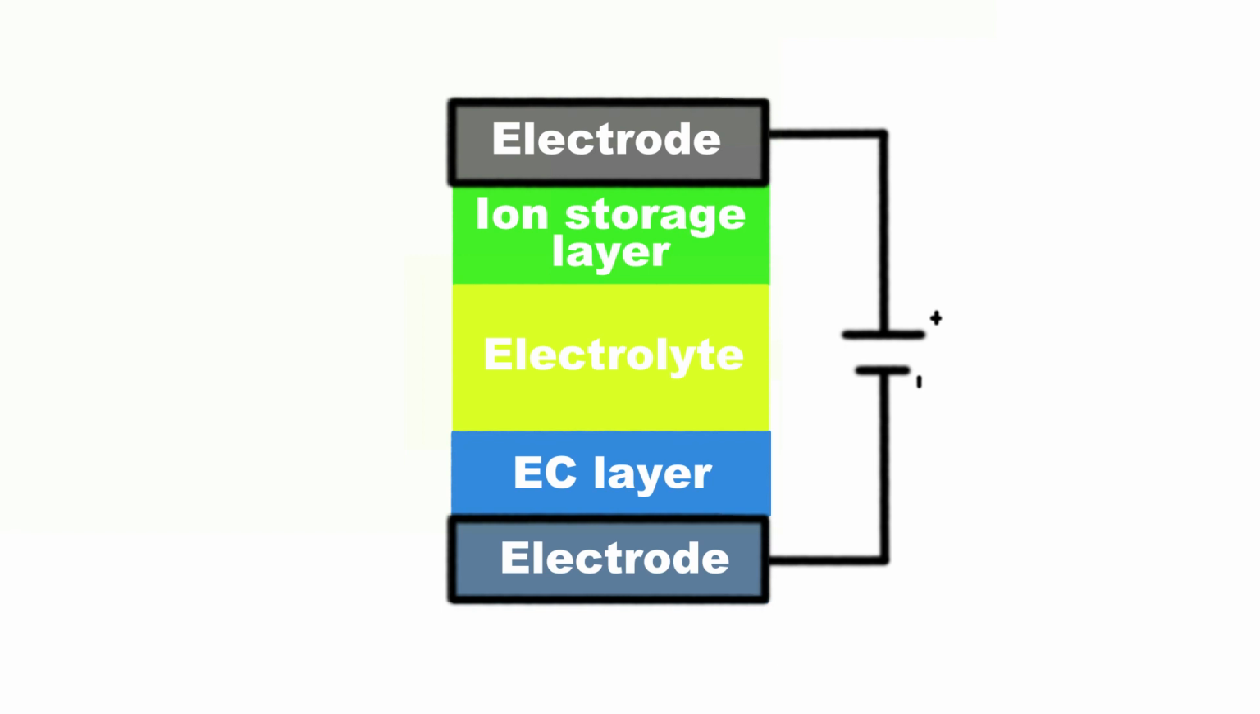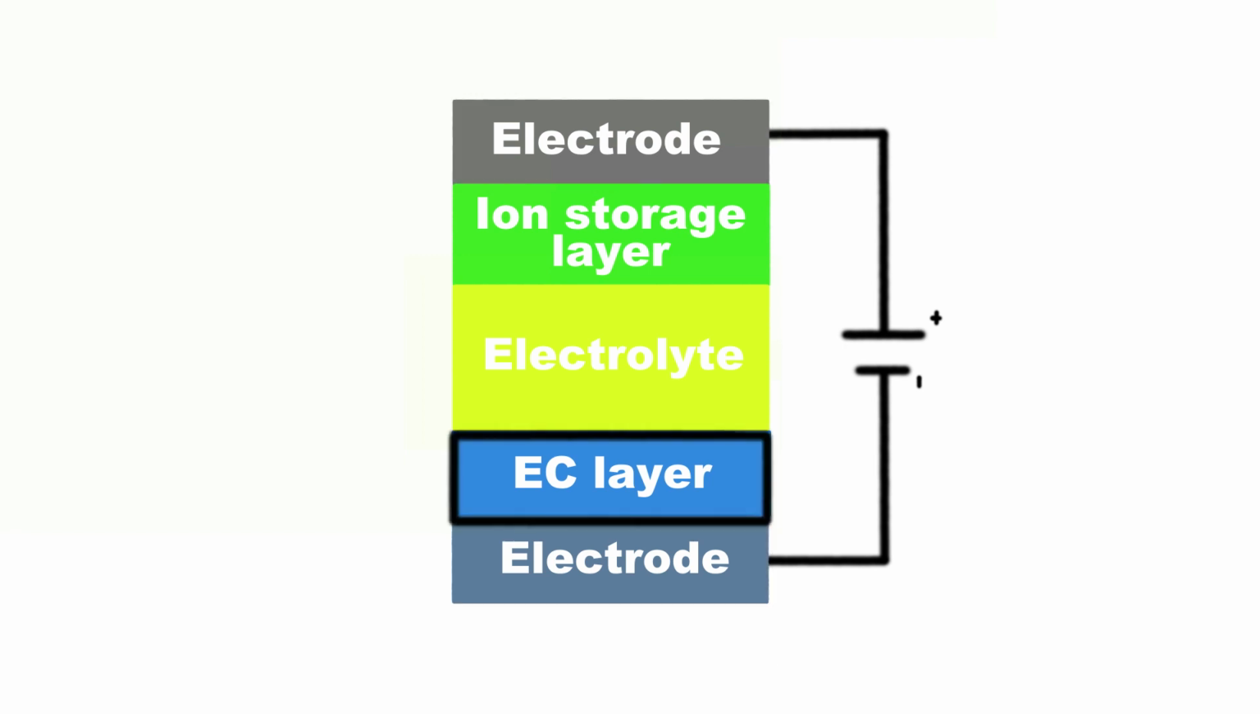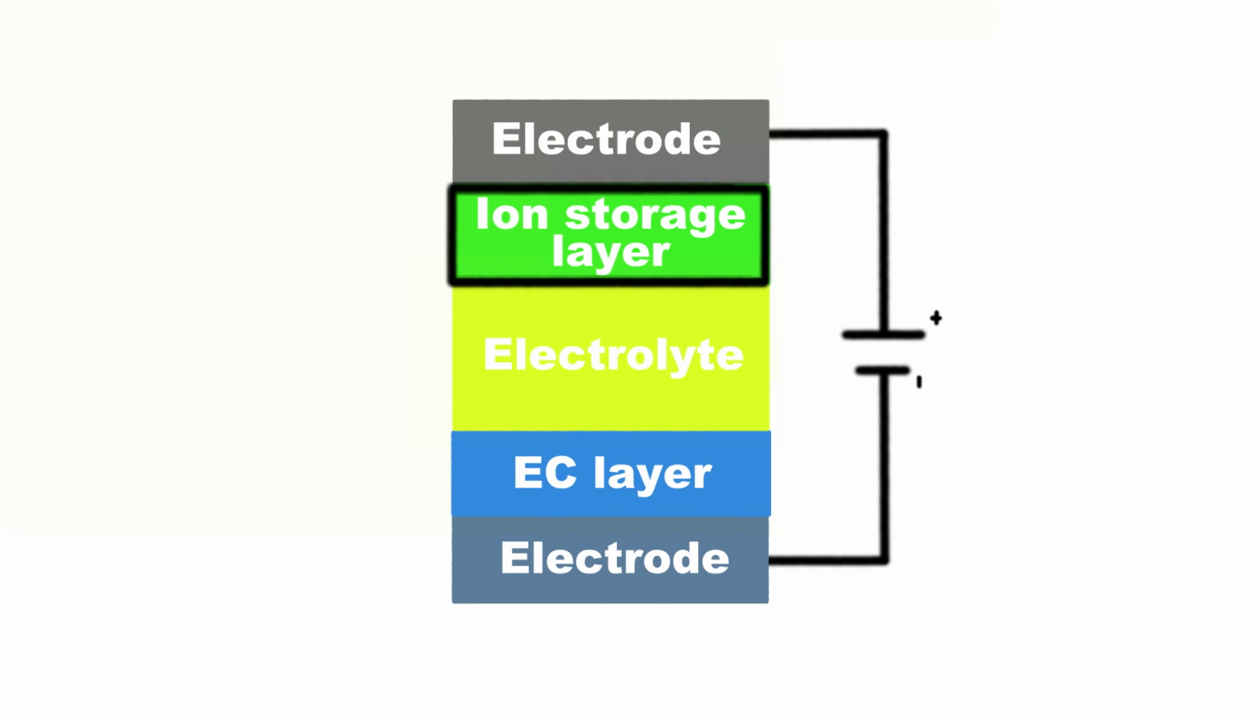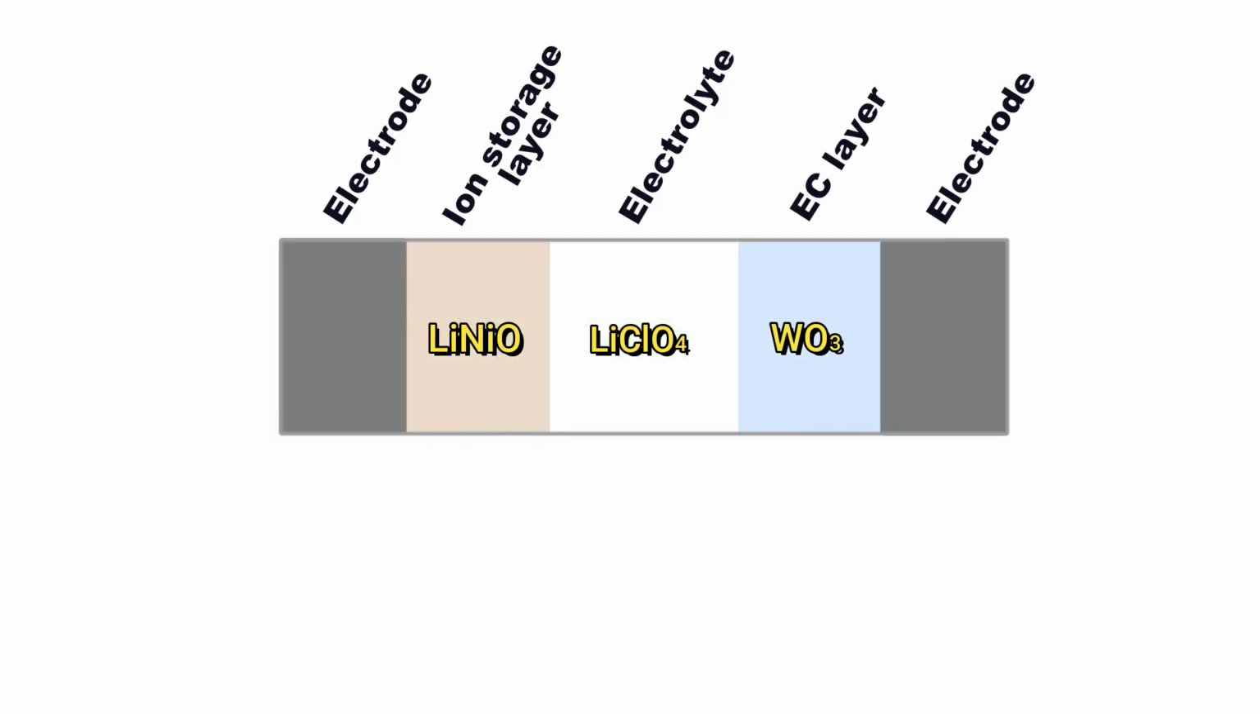The electrodes are used to conduct electrons. The electrochromic layer is the layer that will change its optical properties. The electrolyte allows passage of ions between the ion storage layer and the electrochromic material. It can either be a liquid, gel, or a solid. The ion storage layer can store ions, which may or may not change its optical properties.